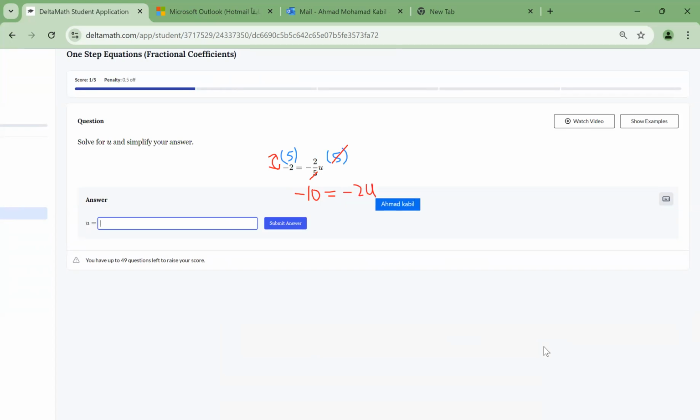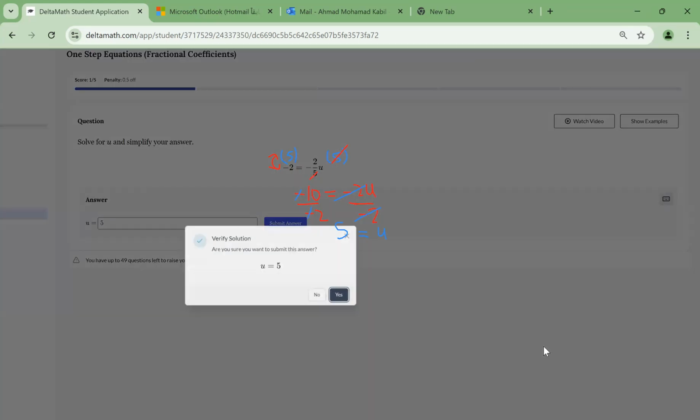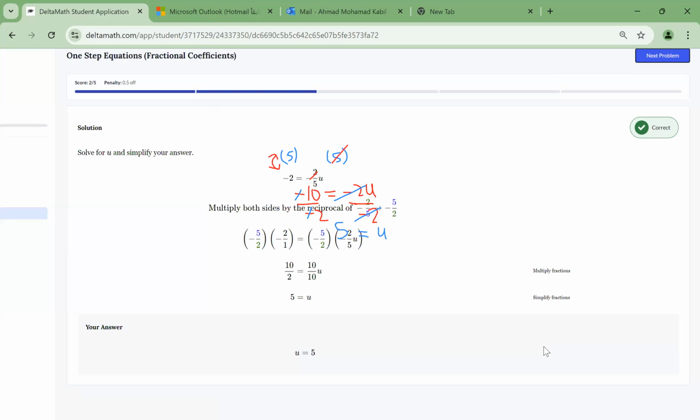Now we can divide both sides of the equation by negative 2. So these cancel out. Negative 10 over negative 2, the negatives cancel out as well. So we have 5 equals u. So u equals 5.